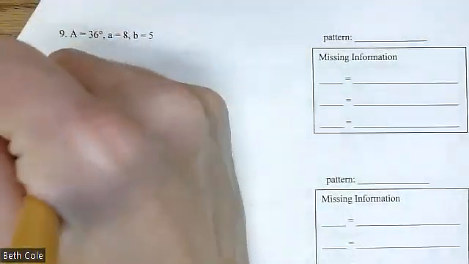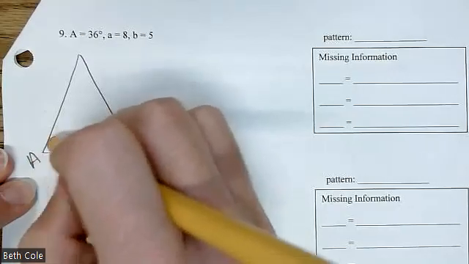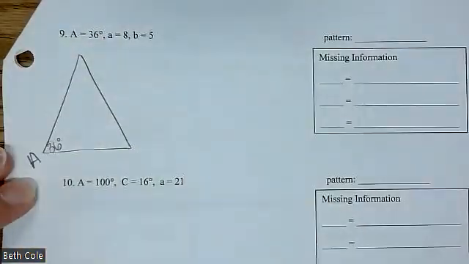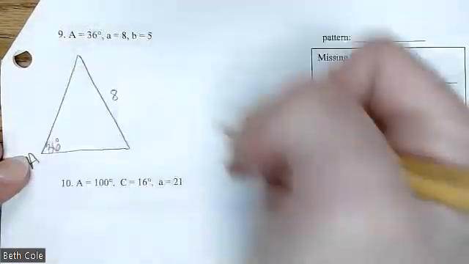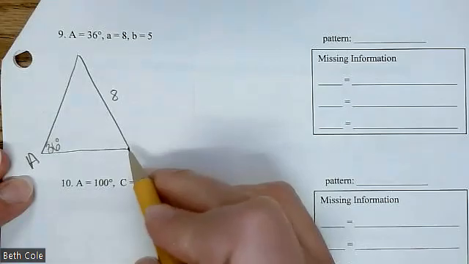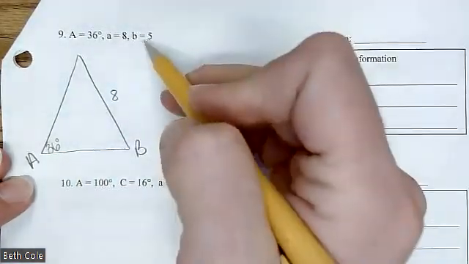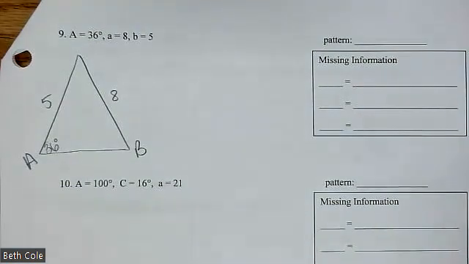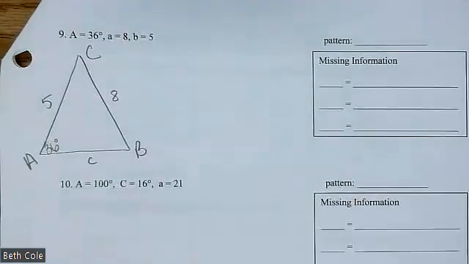So in this case, A is 36 degrees. So across from that would be 8. And then what am I going to put in the bottom right? B, because across from that is 5. And whatever one you don't know anything about is going to be C, or at the top. A, B, or C doesn't matter, but at the top. So what pattern is this?